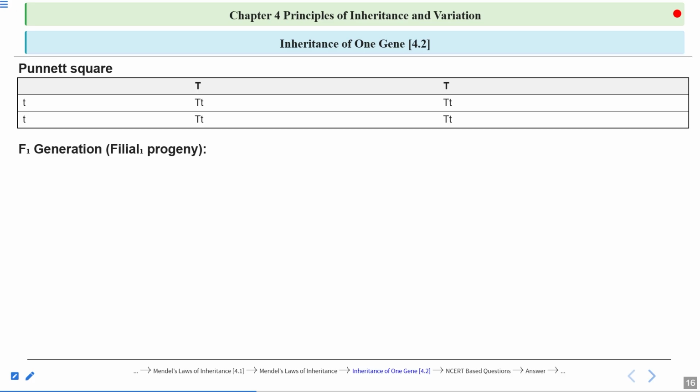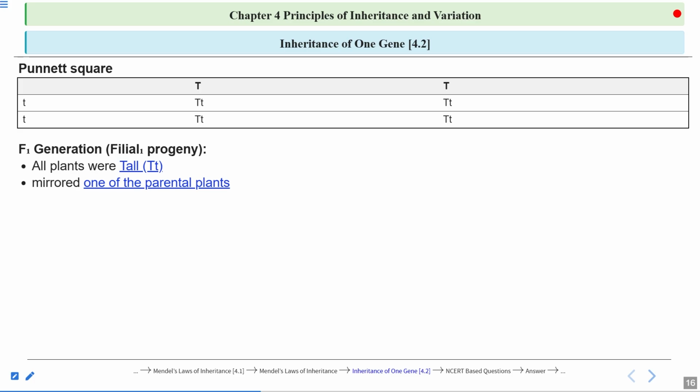The F1 generation, also known as filial 1 generation, is the first generation. All plants will be tall here and the genotype will be capital T and small t. So what did Mendel observe? All the plants were tall. You can see in F1 only one of the characters is observed, means all the plants are tall. No plants were dwarf.